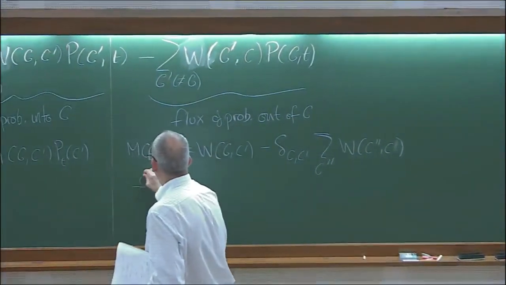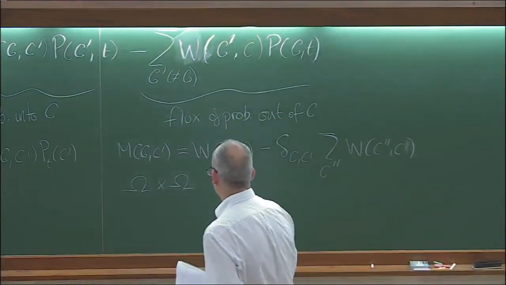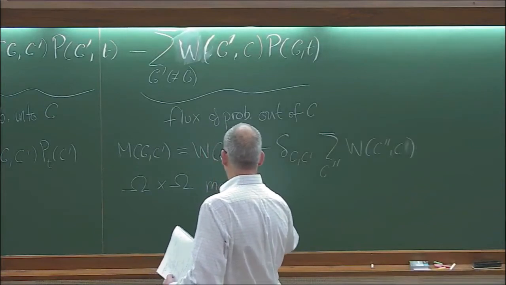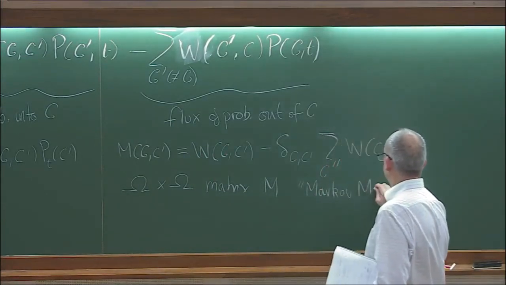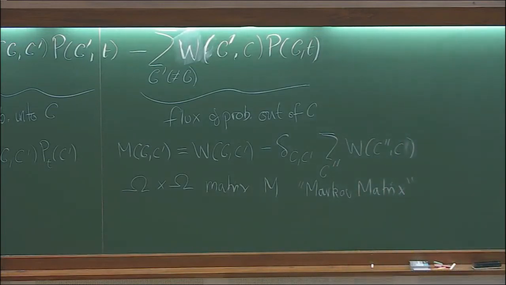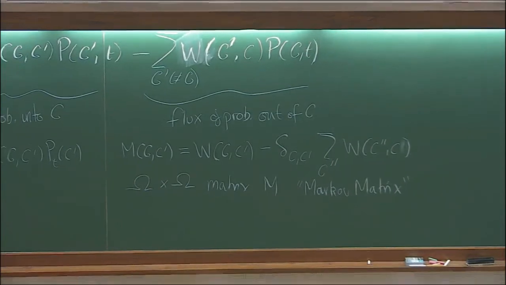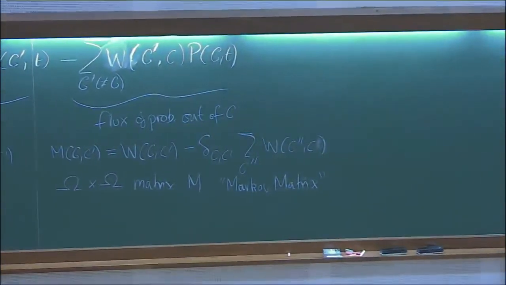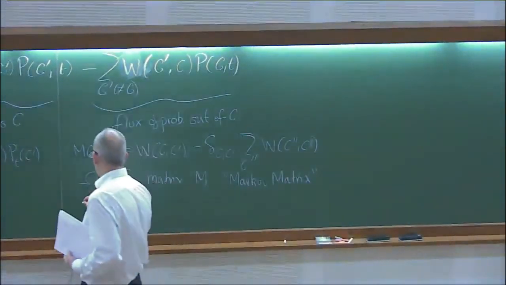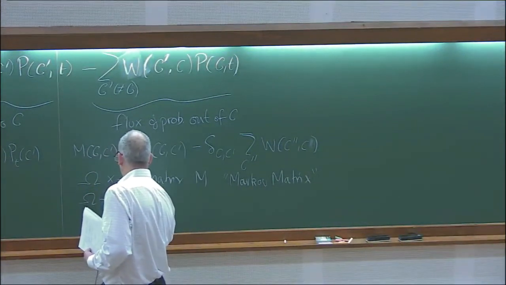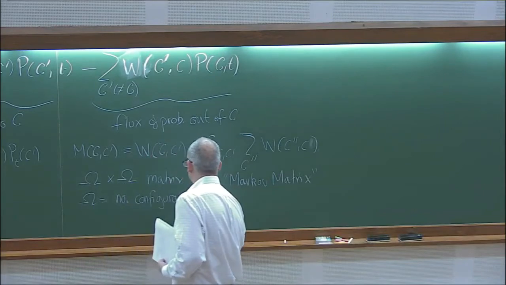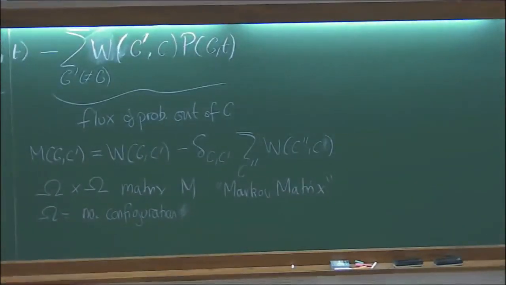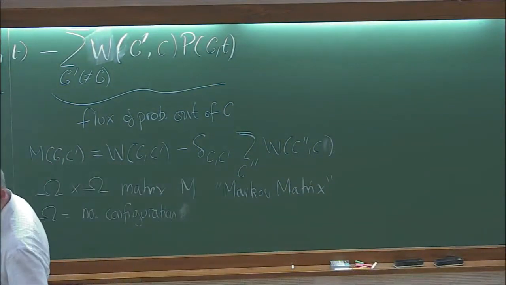So this is an omega by omega matrix. It is called the Markov matrix, and sometimes it's referred to, in some texts, as the intensity matrix. But I think Markov matrix is more self-explanatory. And this omega is simply the number of configurations, so it's the size of the configuration space. Usually we have a large number of configurations, exponential in the system size, which is large. So this will actually be quite a large matrix.